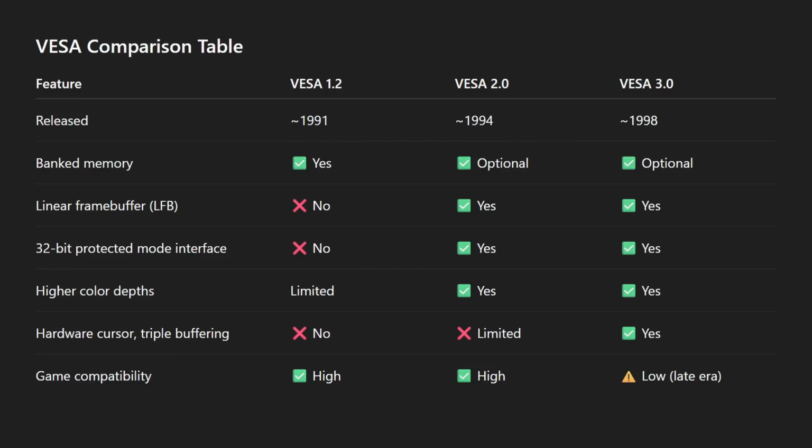Unfortunately, hardware cursor and triple buffering was not a feature that was really available in VESA 1.2 or 2.0. It came in VESA 3.0, but this is not as important as the previous features. And finally, game compatibility was very high in VESA 1.2 and 2.0. Almost all games from the DOS era either targeted VESA 1.2 or 2.0.